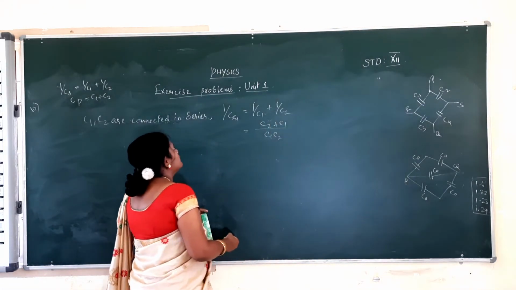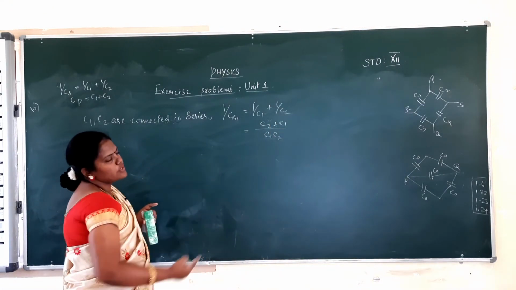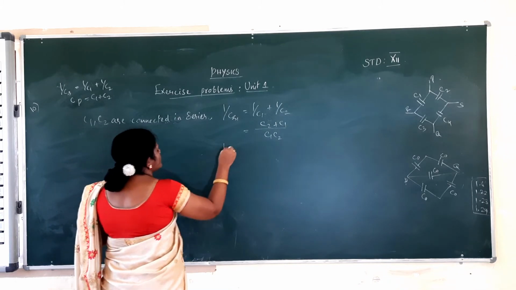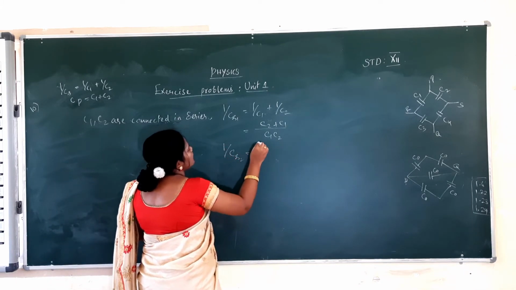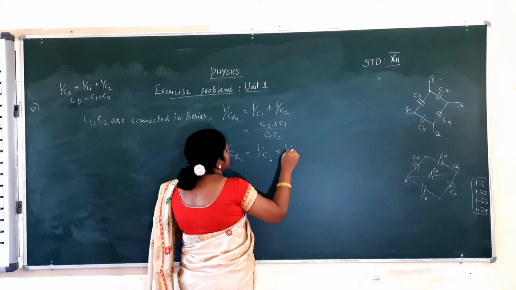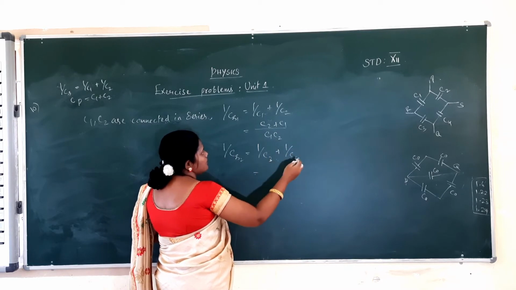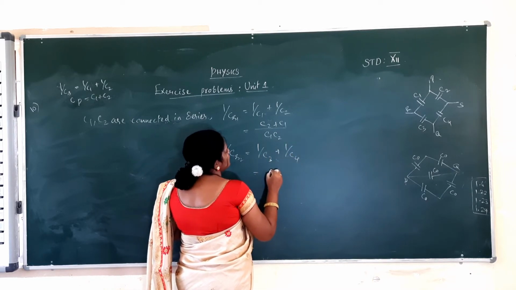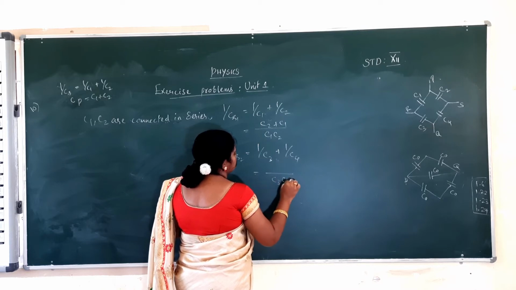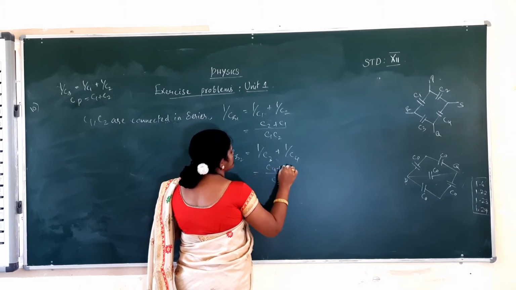Then again C3 and C4 will be connected in series. So 1 by CS2 is equal to 1 by C3 plus 1 by C4. Taking the LCM of C3 and C4, we get C4 plus C3.